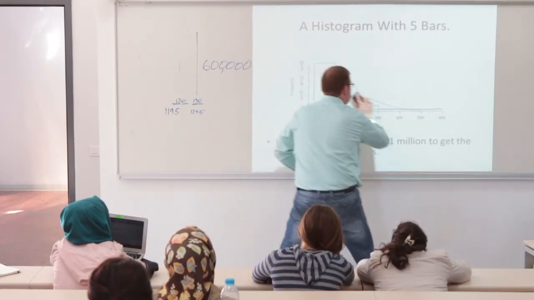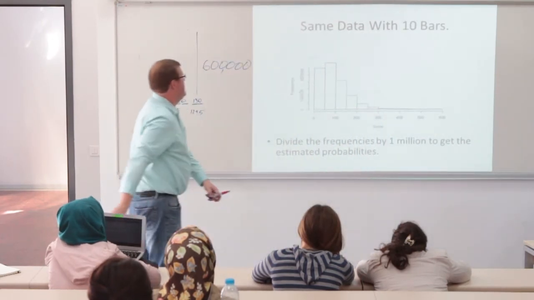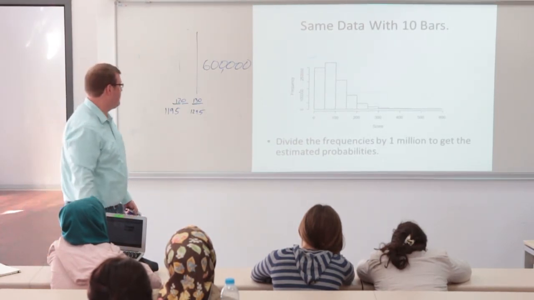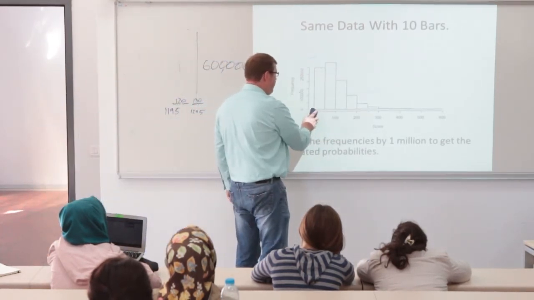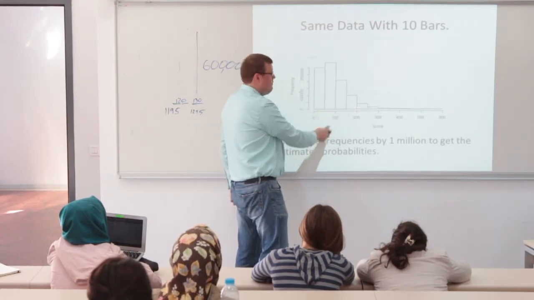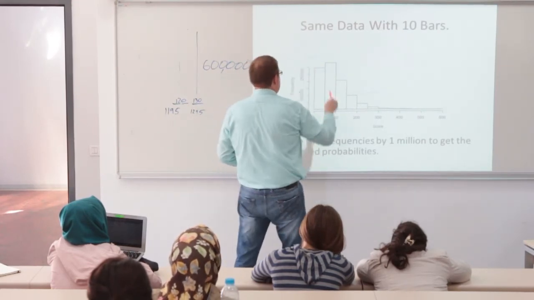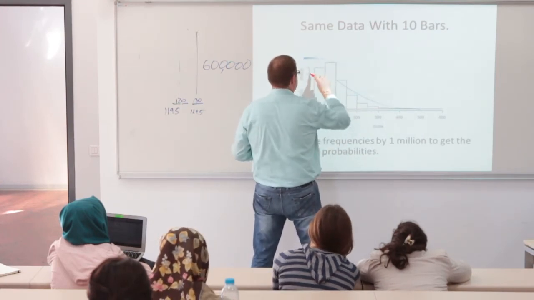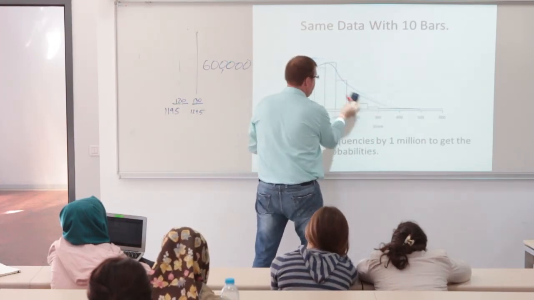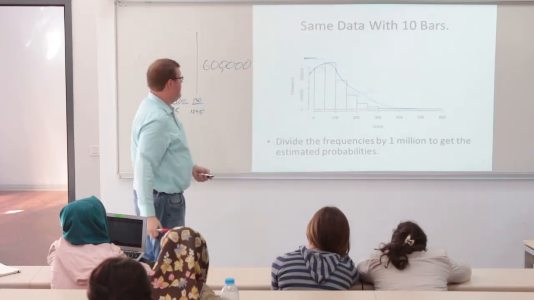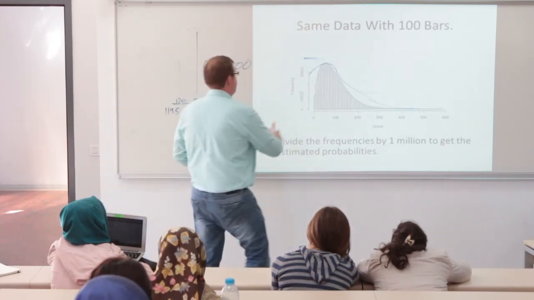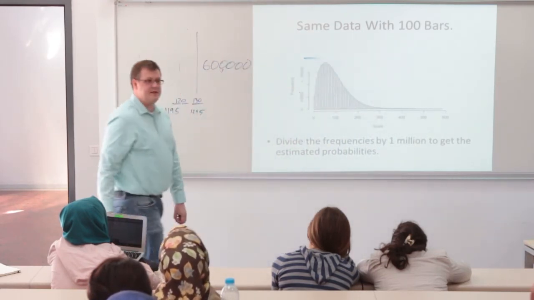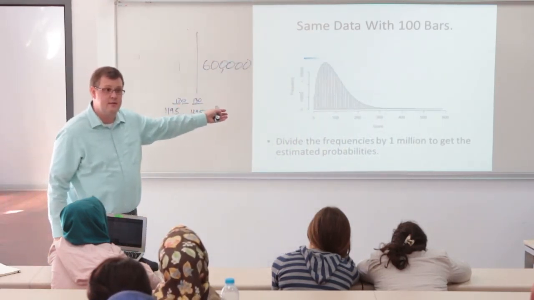Let's use more bars. Here's the same data with 10 bars. So instead of going from 0 to 100, I'm going from 0 to 50, and then 50 to 100, right? Now you notice, instead of it looking sort of like this, it actually kind of looks like this, right? Now, if we do this with 100 bars, we now get something that looks like this.